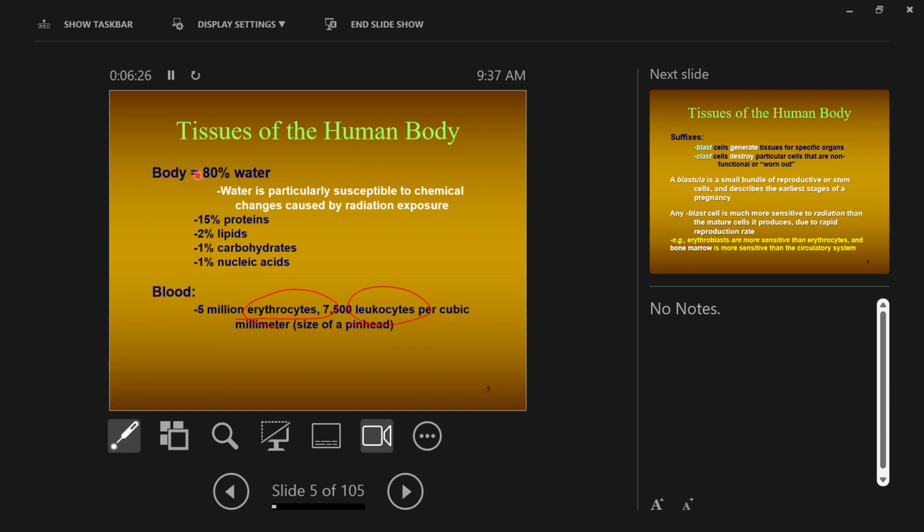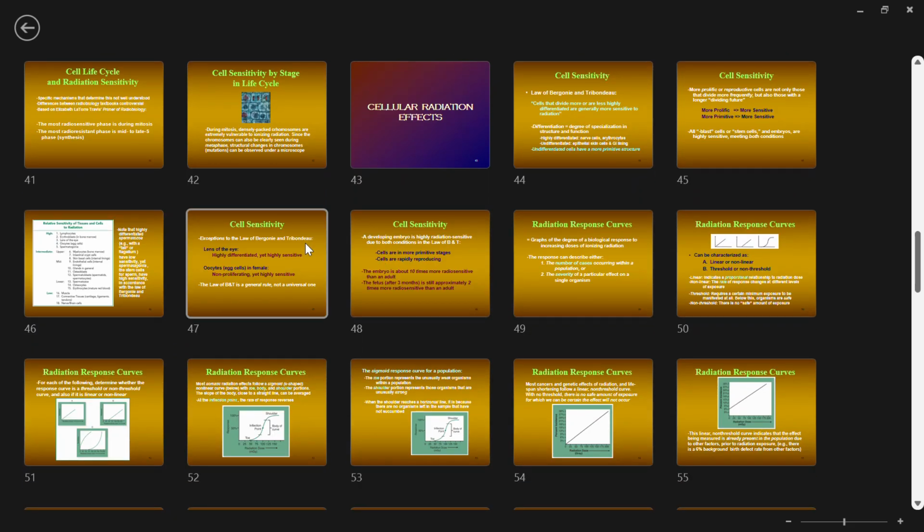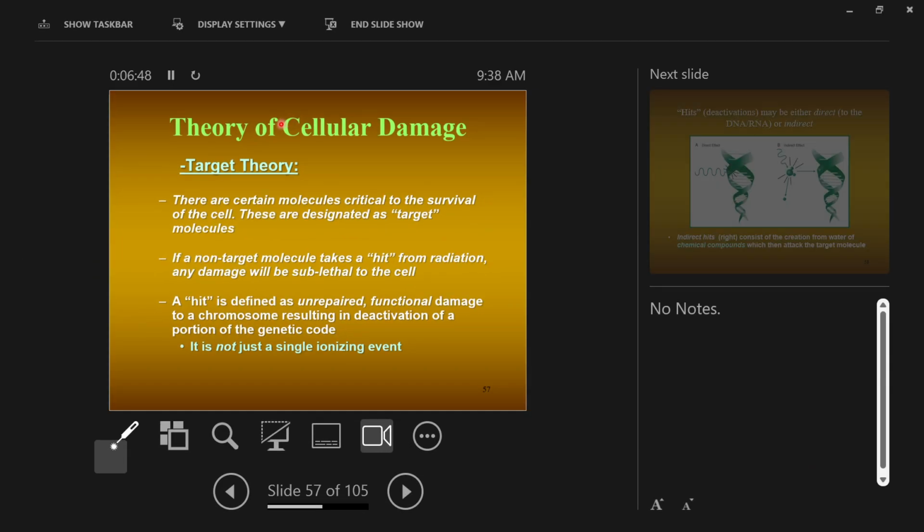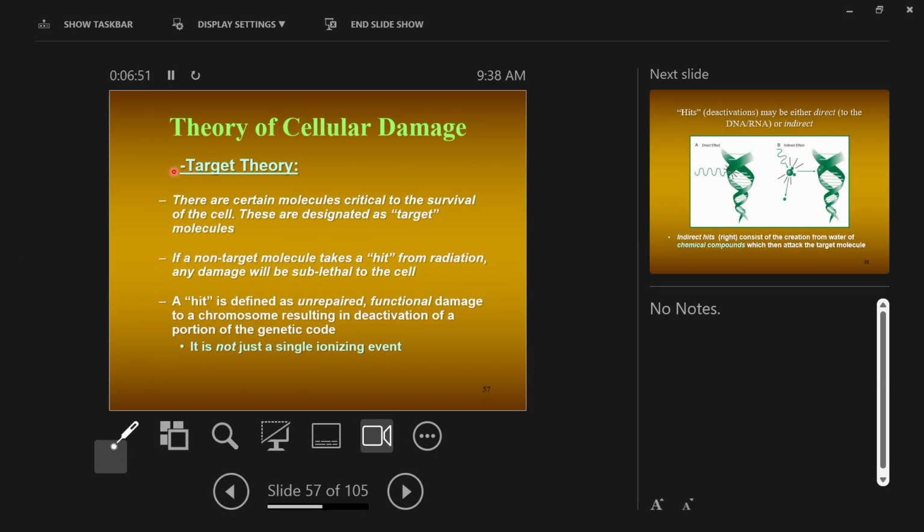The body is the body, meaning a cell: 80% water, 15% proteins, 2% lipids, 1% carbohydrates, 1% nucleic acids. 99 parts out of 100 in a cell are not nucleic acids. Only 1% of things in a cell count as nucleic acids, and those are the target molecules. So there's a theory called target theory, where we call some molecules target molecules, and if they are hit, those are critical to the cell's survival, and that can cause irreversible cell death, damage, mutation.